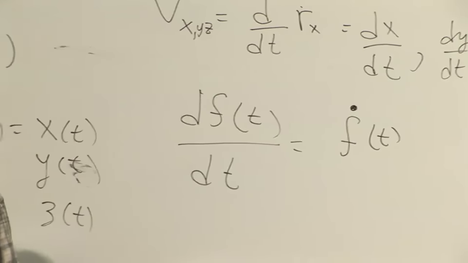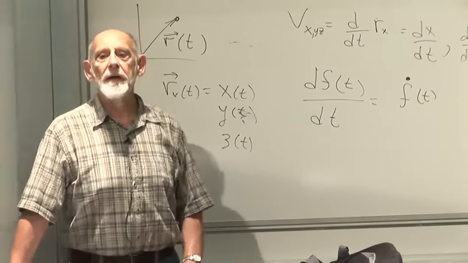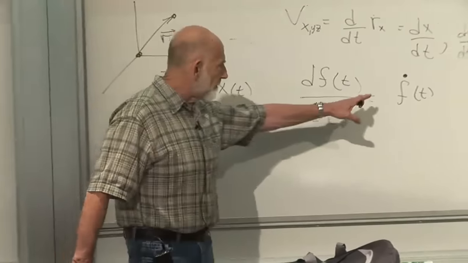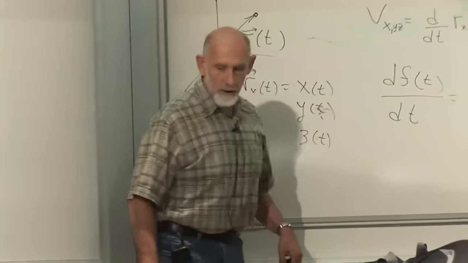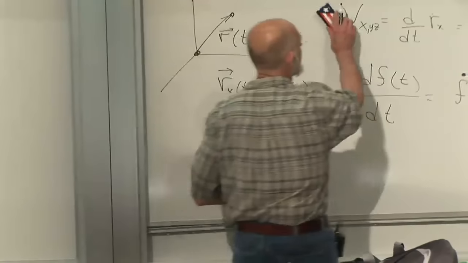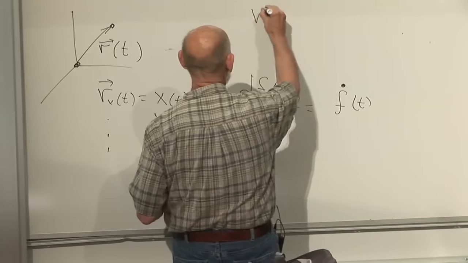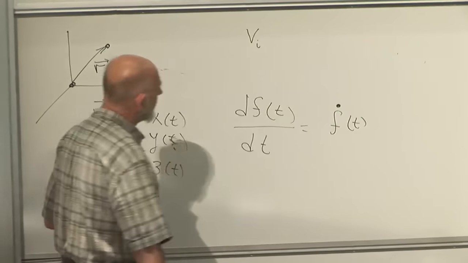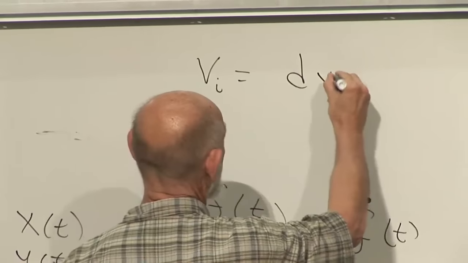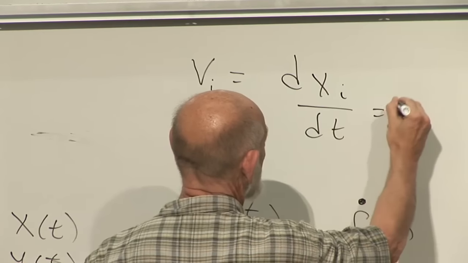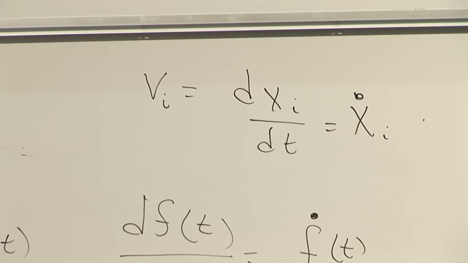You wouldn't use it for derivatives with respect to space, you wouldn't use it for derivatives with respect to anything else. Dot means derivative with respect to time. Okay. So we could rewrite this saying that the components of velocity, let's write it in one formula, v sub i, where i could be x, y, or z, is equal to dx sub i by dt, which is the same as x sub i dot.